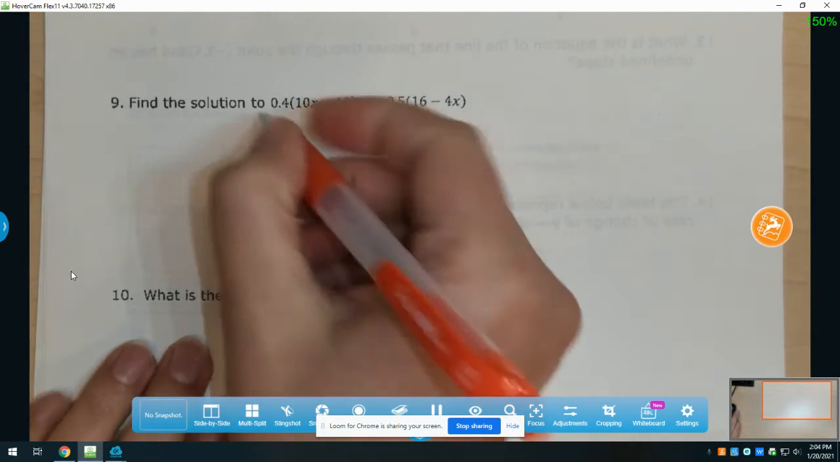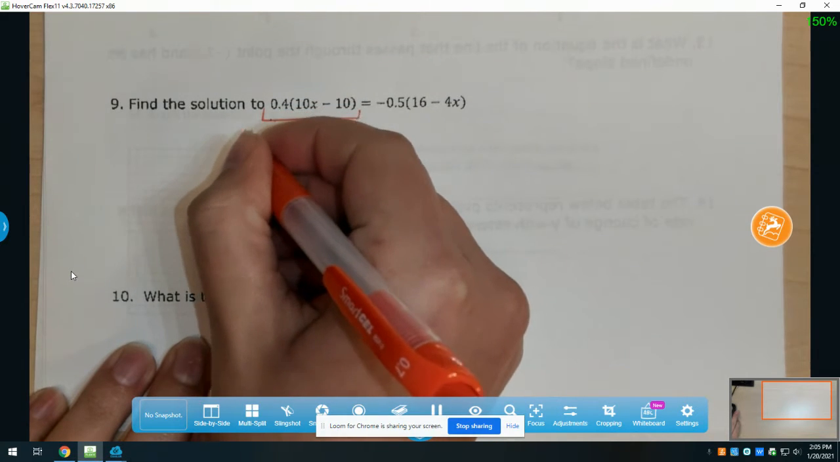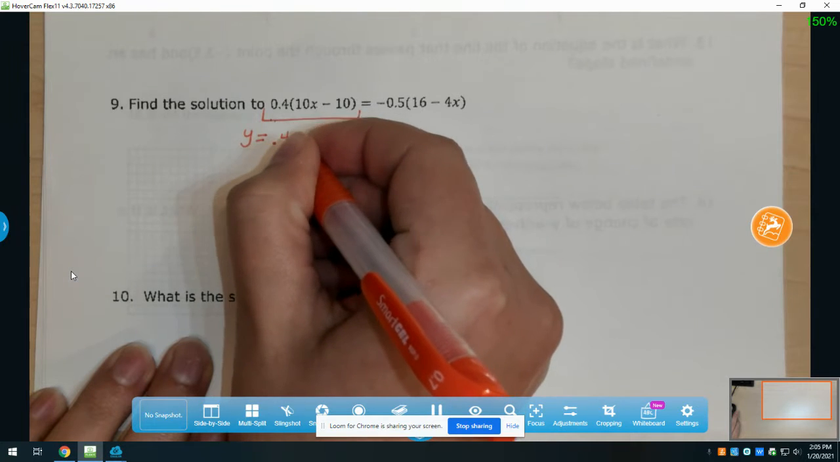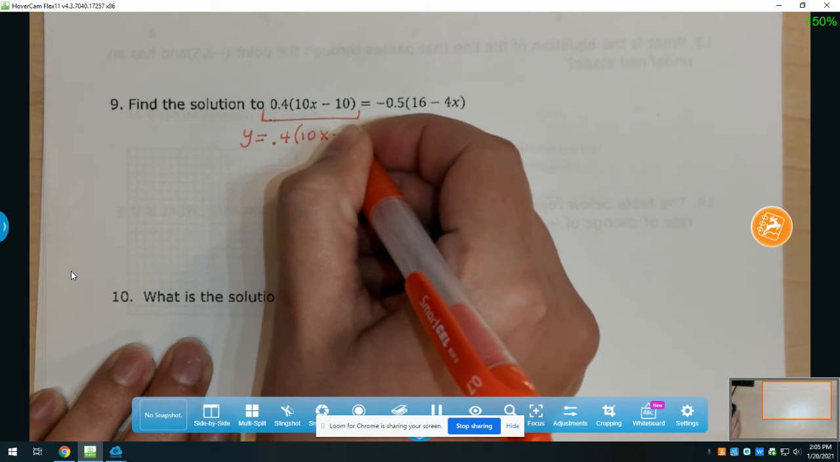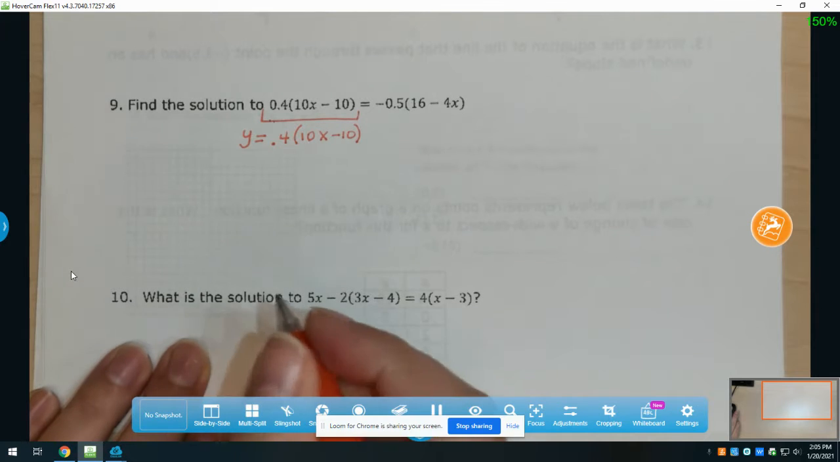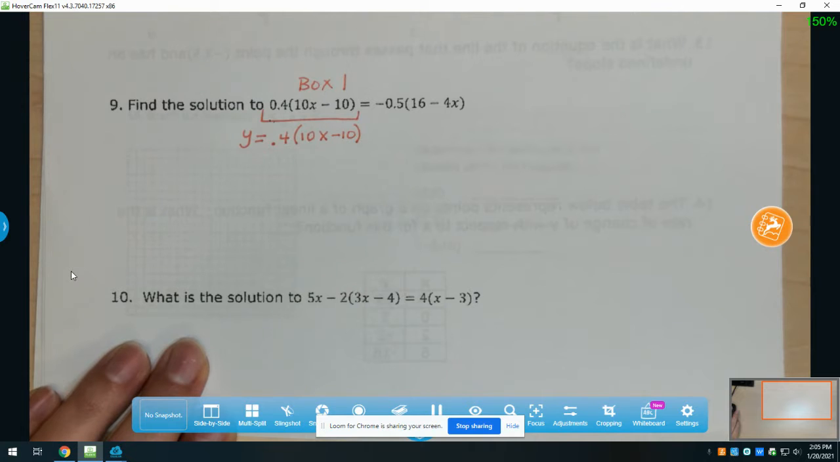So one thing we could do is put the left side of our equation in Desmos as a y equals, and then we're going to type it in exactly how it's written. So 0.4 and then the parentheses, all that good stuff. So that's going to go in what we can call box 1. So one of the boxes in Desmos, we'll put that in on one side.